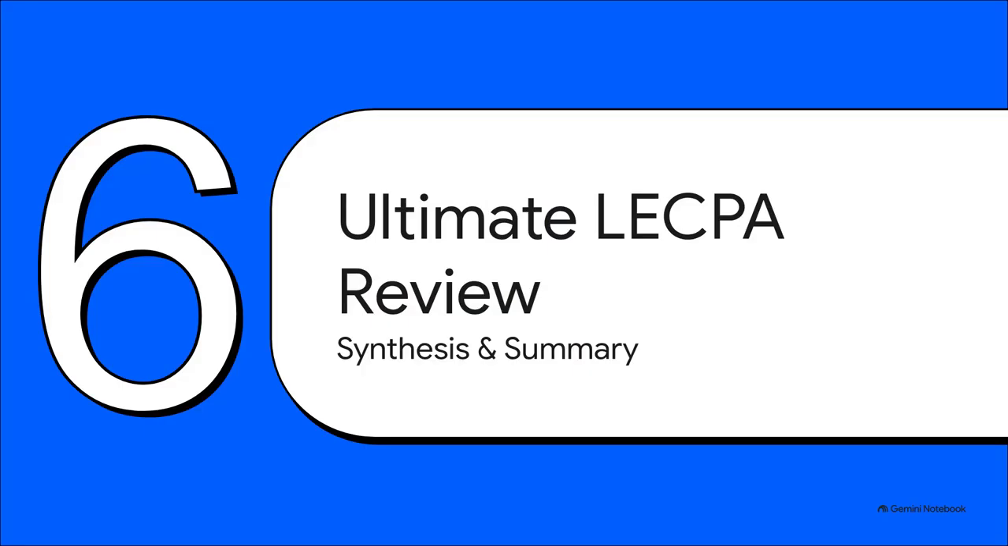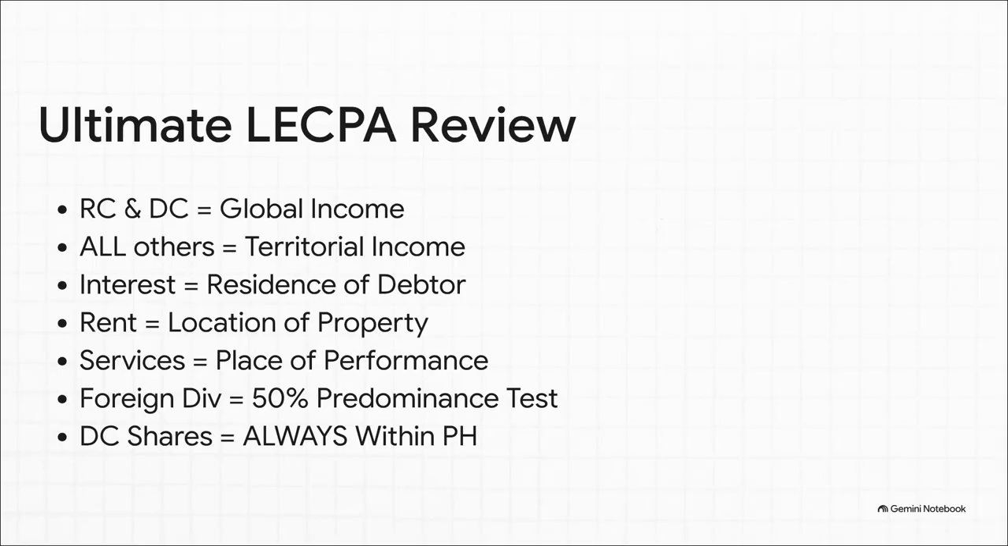Which brings us to our final stop, Section 6, the ultimate LECPA bullet review. I really want you to take a mental picture of this slide, or honestly, just take a screenshot right now. This heavily synthesized list is your ultimate deal-breaker review. Let's trace it one last time to lock it in. Resident citizens and domestic corporations are taxed on global income. All other classifications are strictly territorial. Interest is anchored to the residence of the debtor. Rent is tied to the location of property. Services are anchored to the place of performance. Foreign dividends trigger the 50% predominance test based on that 3-year ratio. And DC shares are always within the Philippines.